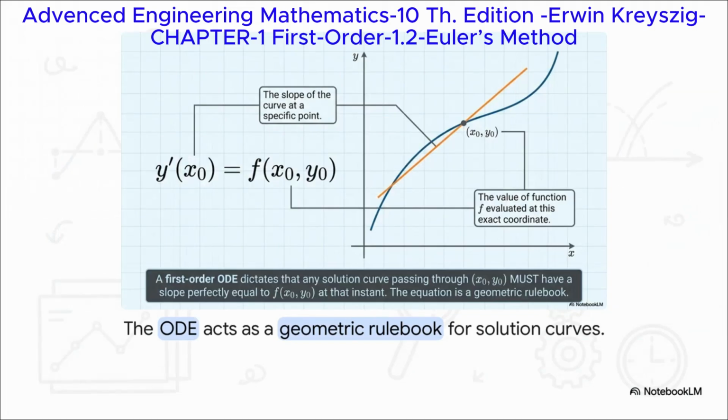Before we ever write a single line of simulation code, we need intuition. Think about what a first-order ODE actually is. It is fundamentally a geometric rulebook. It tells you that if a solution curve passes through a very specific spatial coordinate, its slope at that exact point absolutely must equal the function evaluated right there. So solving an ODE isn't just about algebra. It's about finding paths that perfectly align with these predetermined slopes.